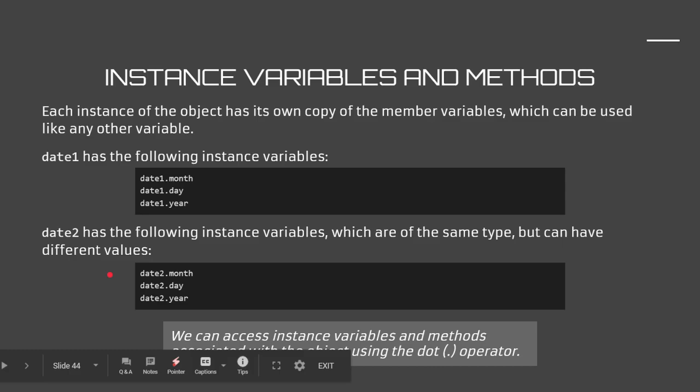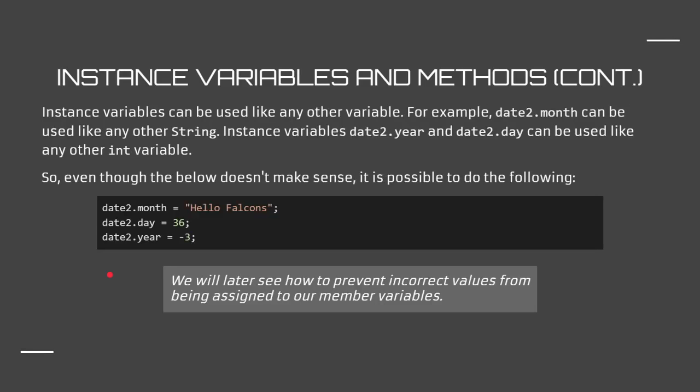We can access instance variables and methods by using the dot operator. So in all of those cases, we have to do dot and then the name of the variable. Instance variables can be used like any other variable. For example, date2.month can be used like any other string, and instance variables date2.year and date2.day can be used like any other int. So even though the below doesn't make sense in context, it's possible to do the following.